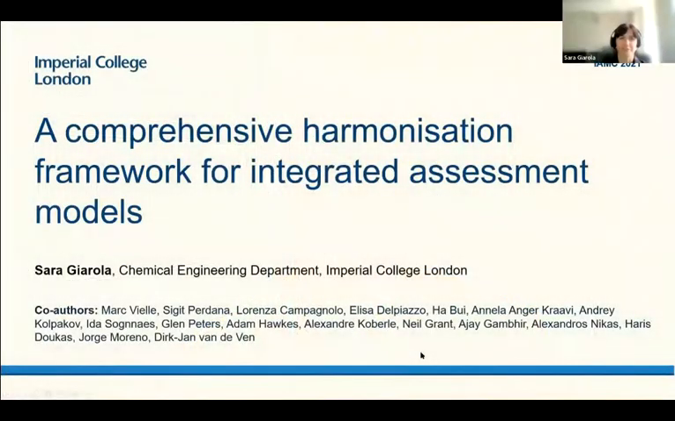Okay, so essentially this presentation is really about the methodology that we used to harmonize the studies for the multimodel intercomparison work that was presented yesterday about the projected emissions, extending the current policies.